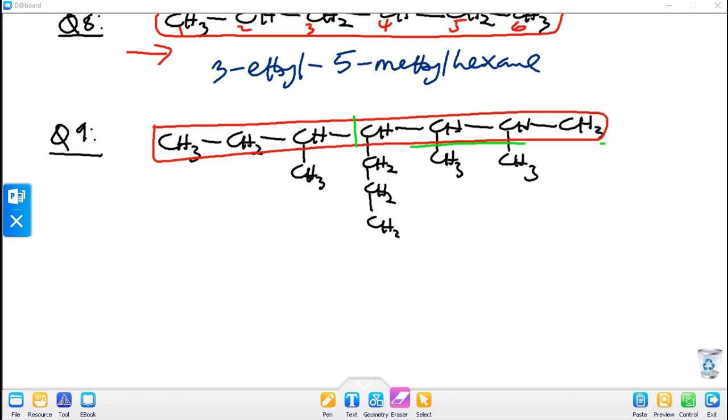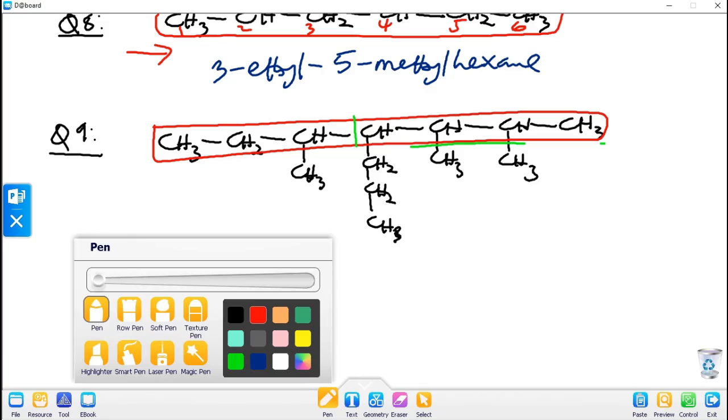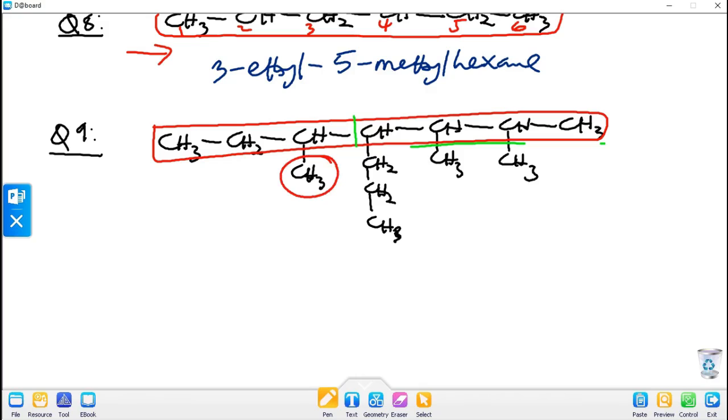Okay, so we have this. Now, it implies that if we settle with the straight chain, this is going to be our side chain. This is also going to be a side chain, this is side, and this will be a side chain also. So we have three methyl, and this is propyl. 3 methyls and 1 propyl.